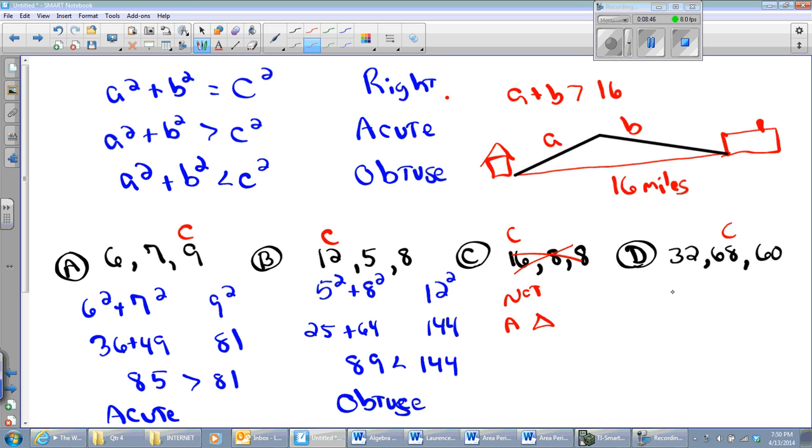Okay, this one here, I've got 32 squared plus 60 squared and 68 squared. So I'm going to square 32. When I was younger, I could have done that in my head. I guess I'm just slowing down. That's going to be 2, carry the 1, 9, 10, 24, I believe. 1024. Okay, 60 squared will be 3,600.